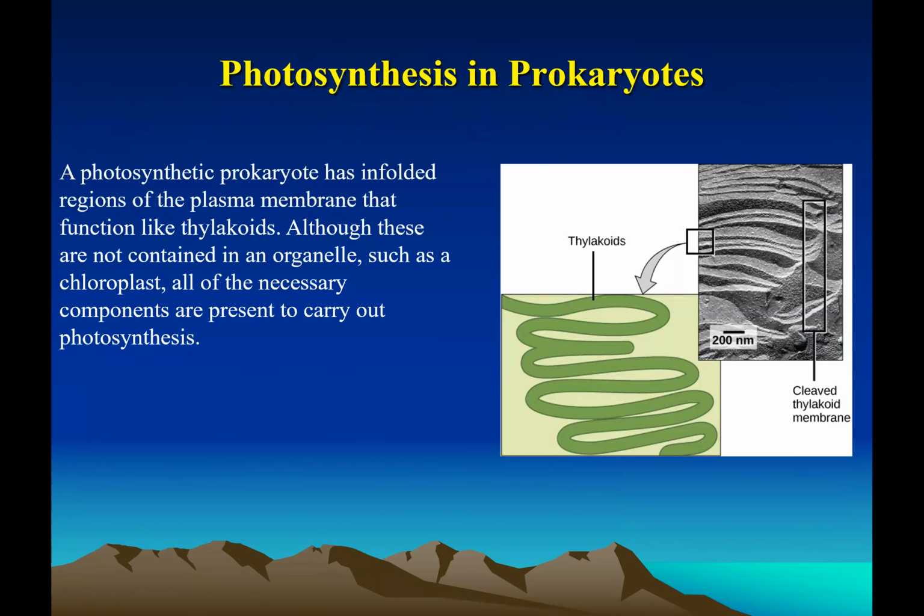In prokaryotes that do not have chloroplasts, but are still able to do photosynthesis, they have infolding of the plasma membrane, kind of similar to the thylakoids. Even though it's not an organelle, it has all the components necessary for carrying out photosynthesis. So the pigments will be found right here in the invaginated plasma membrane, like in bacteria.